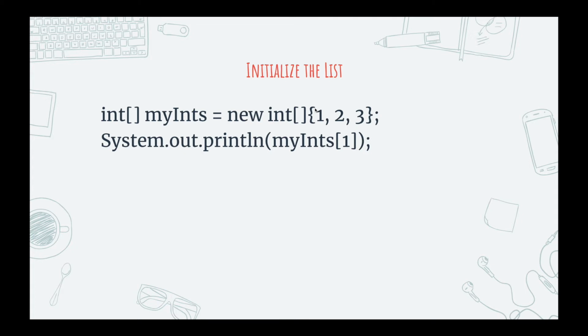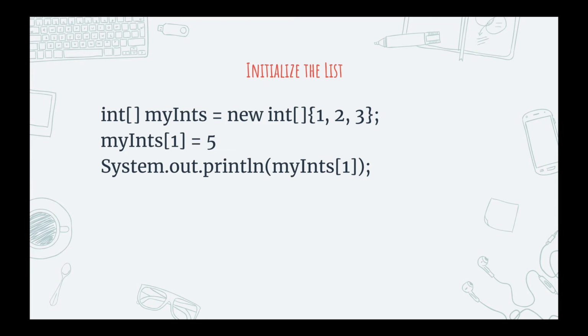And you create the initialization list by putting the curly brackets after the int bracket statement, and then you separate the elements that you want to include within the array with commas. And this is just like the previous example, where the first element is going to be position 0, and the last element is going to be the number of elements minus 1. So since there's 3 elements, the last position is going to be 2. But in this case, I'm trying to access position 1, and position 1 has the value 2, so it's going to print out 2.